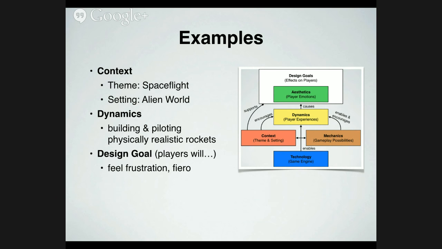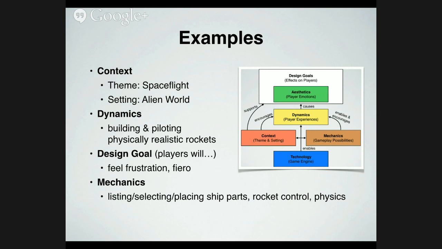So we have to think now, for this dynamic, what mechanics do we need? And in this case, it might be listing, selecting, and placing ship parts to build a rocket ship. Maybe we need to have some mechanism for controlling this rocket ship, and then some kind of physics simulation to describe how the rocket ship will actually fly. And so you get something like Kerbal Space Program instead of Jamestown, just by pulling out these dynamics and then fitting in the right mechanics to work with the new dynamics that you have.